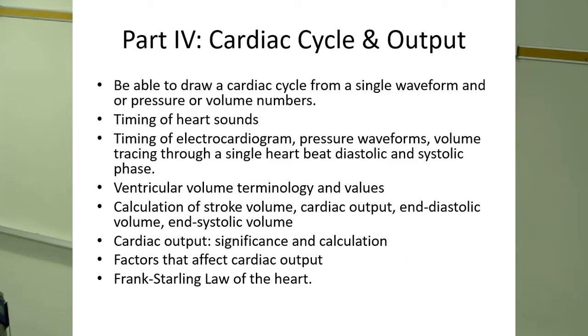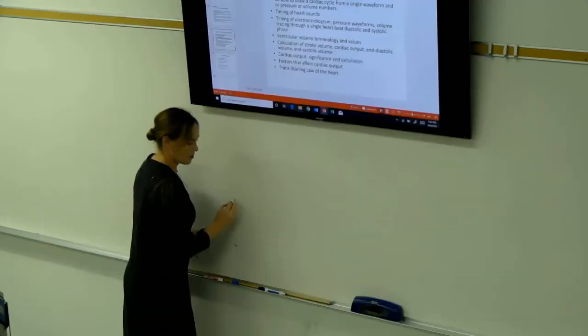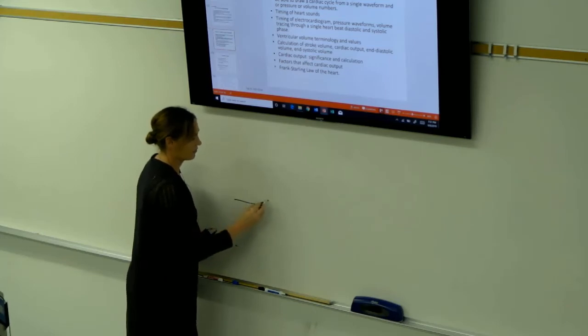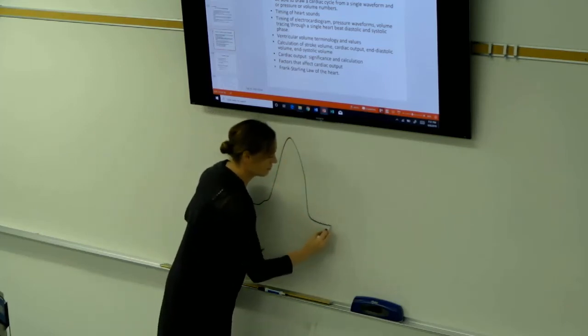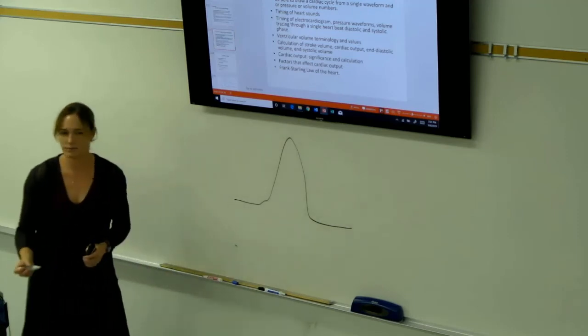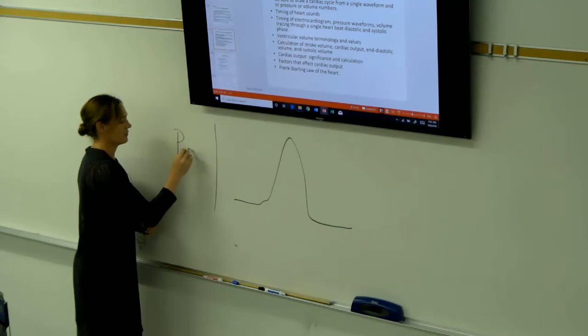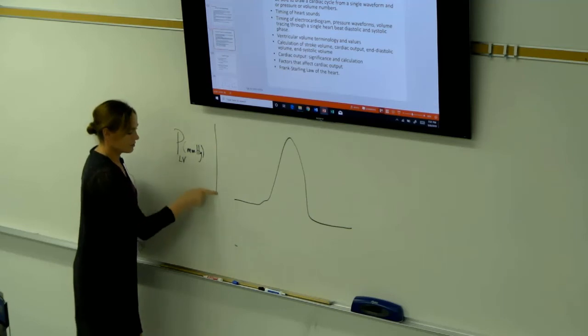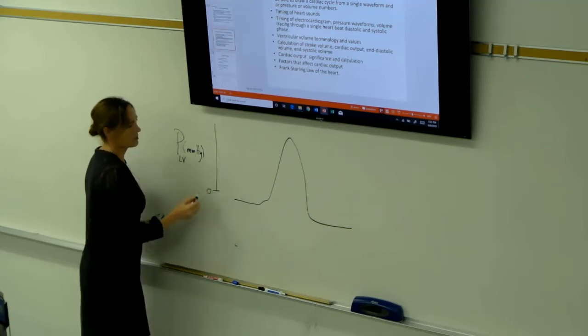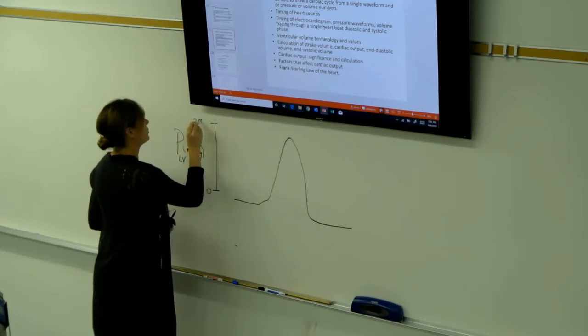Okay, for the cardiac cycle, let's just do this one real quick. You should be able to draw the cardiac cycle. You'll be given a wave, say one that looks like this. What wave would this be? This one is the pressure of the left ventricle. The units for this are millimeters of mercury. So here we're going to start at 0. Let's label this, put this here at 200.